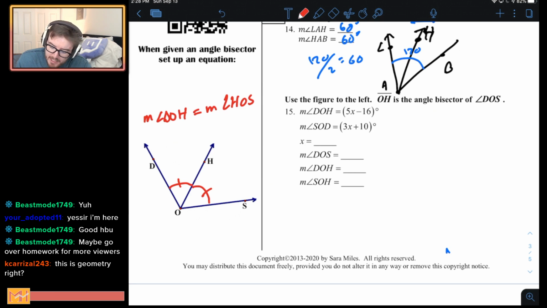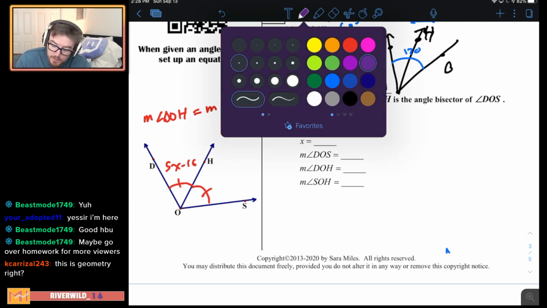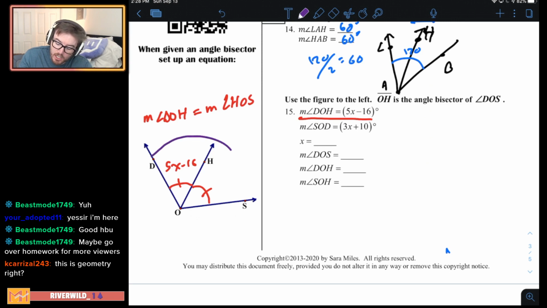So what have we been given? DOH is 5x minus 16. And SOD is the entire thing, 3x plus 10.